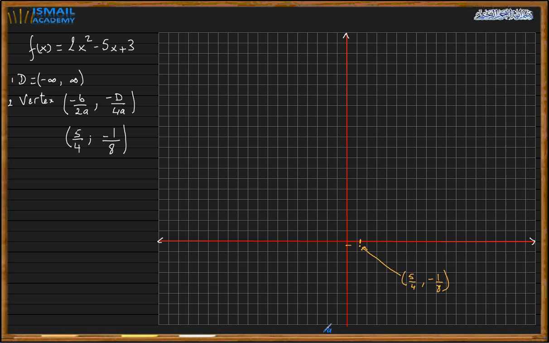And the axis of symmetry is always the x coordinate. So this is my axis of symmetry, which is x equals 5 over 4. I'm going to draw it right now. It's going to be the line that passes through that point, so I will draw it like this. This is going to be my axis of symmetry. Let me name it: x equals 5 over 4. Always name your axis of symmetry.